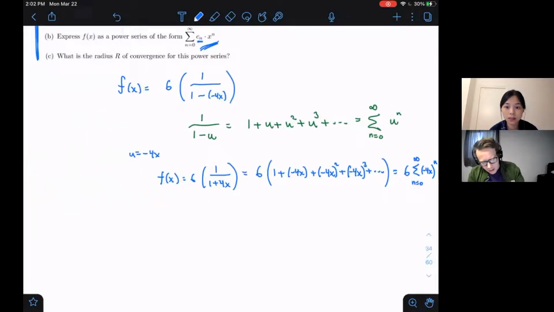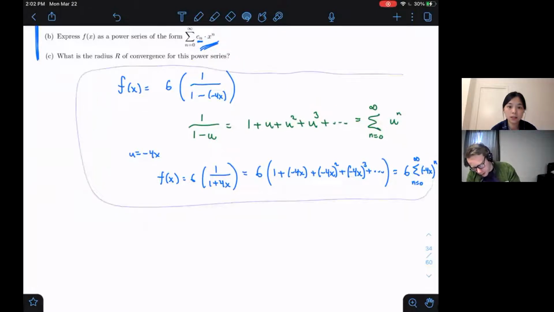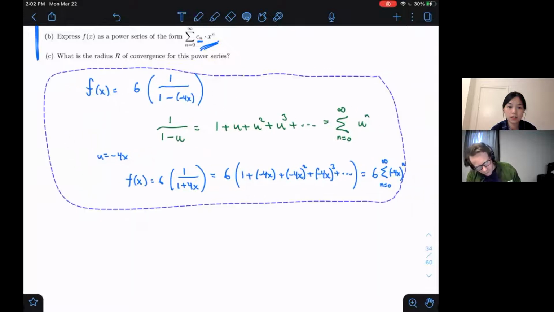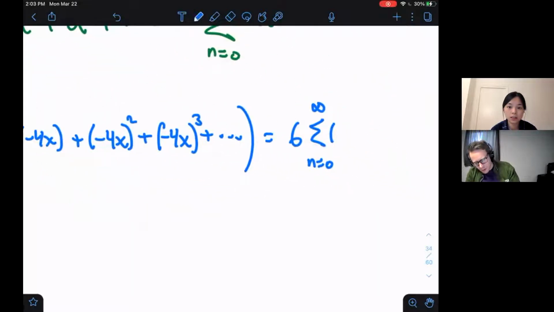Looks like I'm writing this a little bit too close to the edge here. Let me give myself a little bit more room, cheating using technology here. Because, yeah, that's really crammed. Negative 4x to the n.